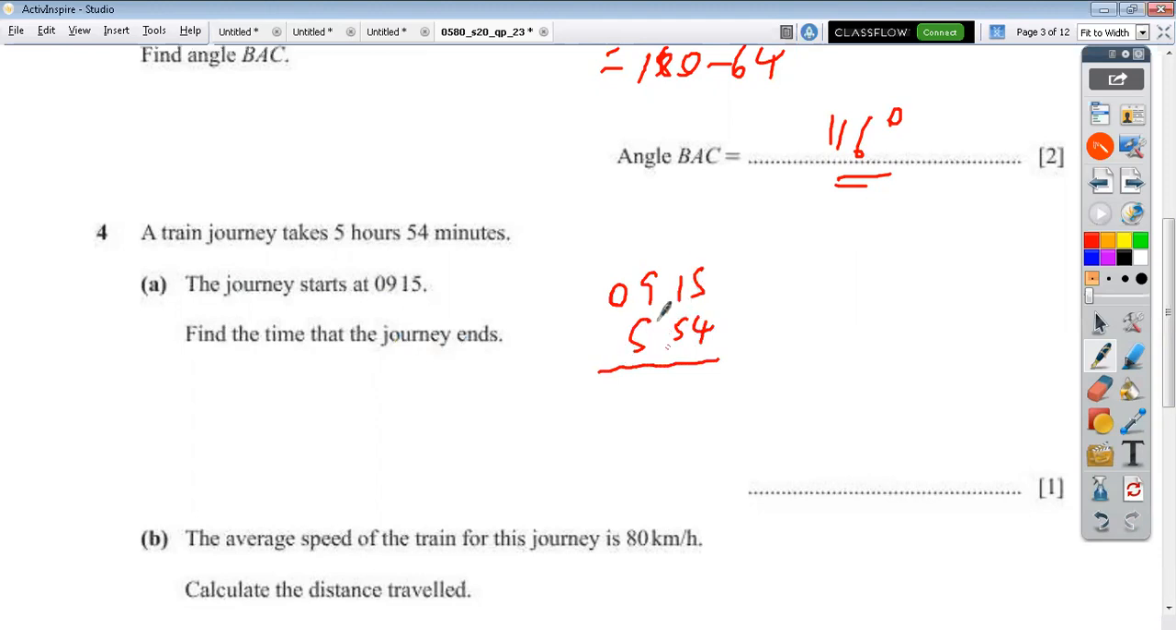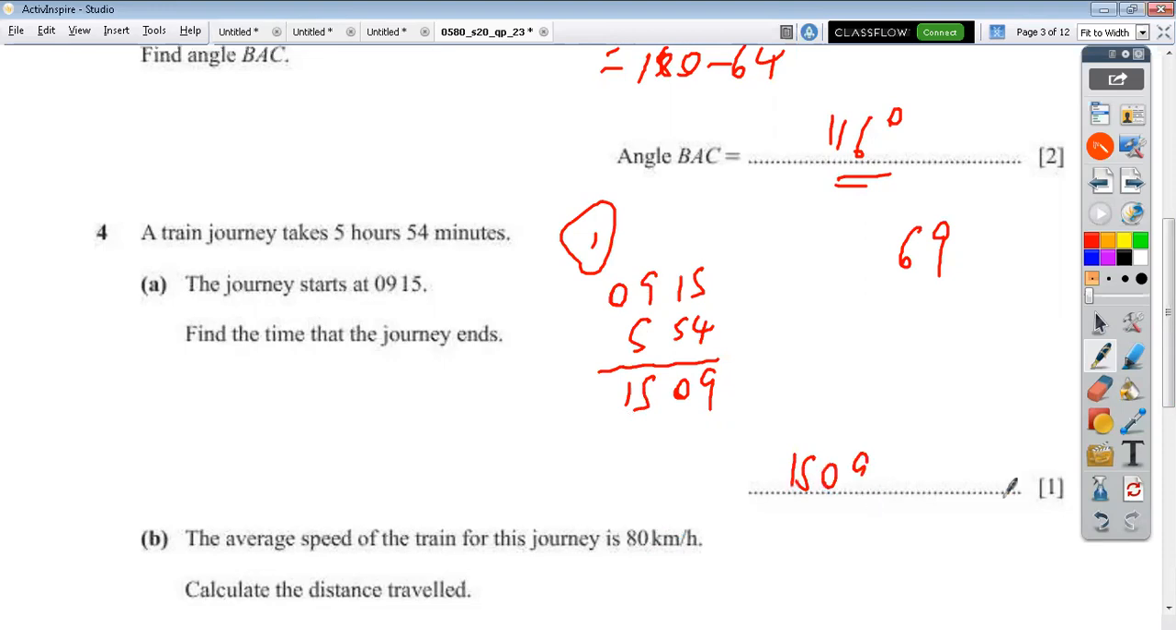If we add, how many minutes do you have? What's 15 plus 54? That's 69. You can't write 69 here, so take off minutes. You take away the 1 hour, or the 60 minutes, and you're left with 9 minutes. Then you add that hour to this. So if you add this, you get 14 plus 1 here. 50. Are we together?